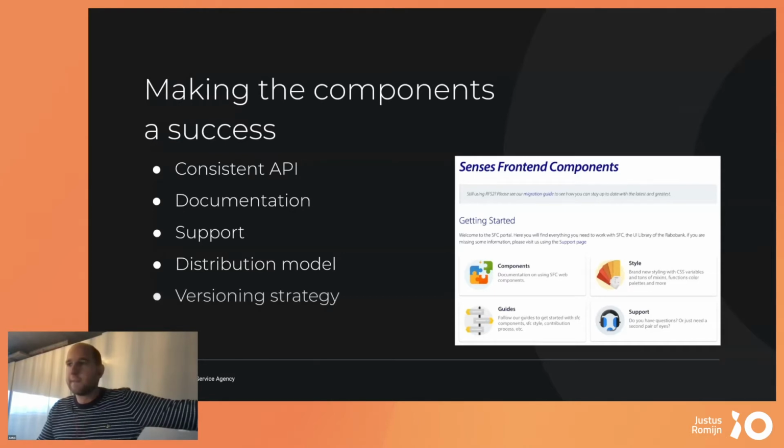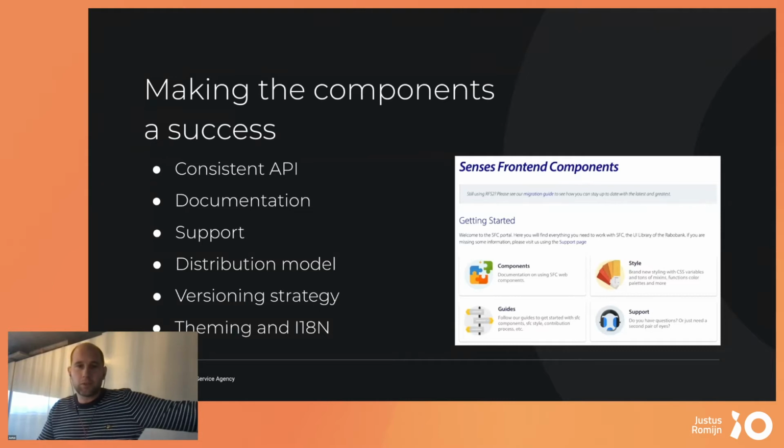So a versioning strategy, I could fill hours just talking about this part. There's just a single global scope in the browser. Namespacing of web components might be a thing that's coming up, but you can have a lot of issues when you allow multiple versions to run alongside each other. I'll touch on that as well a little bit later on.